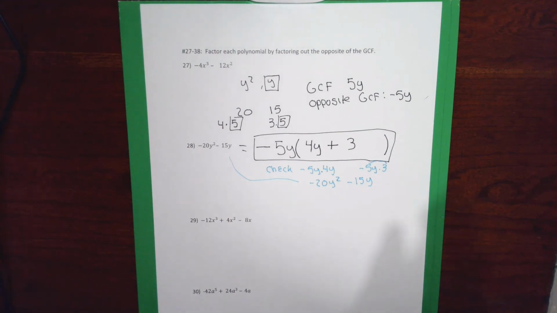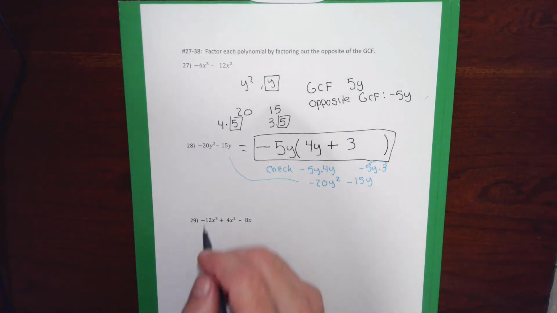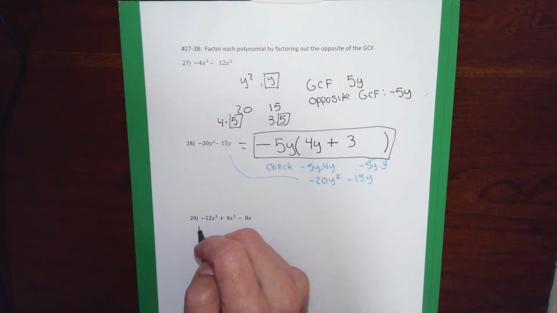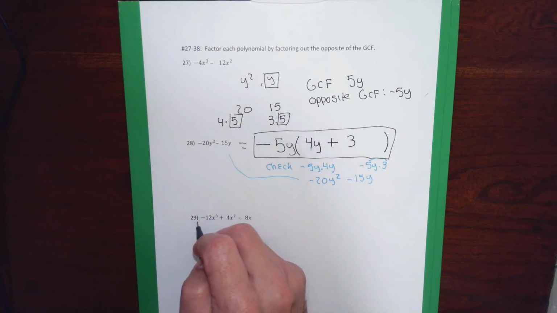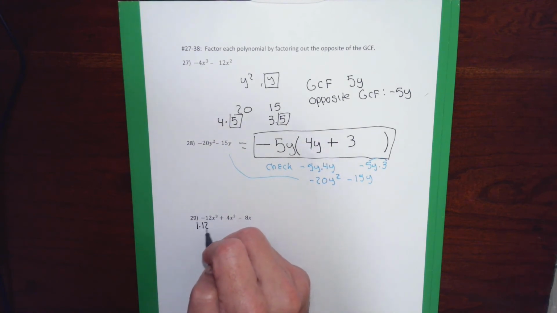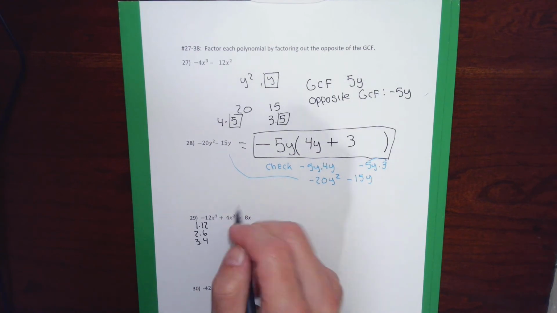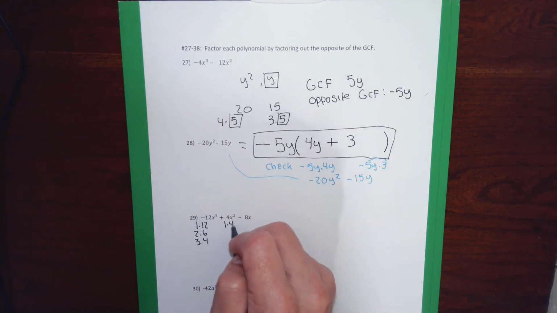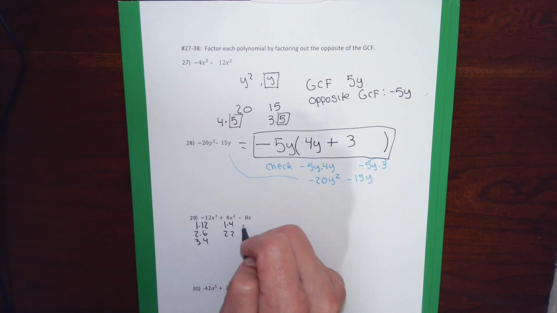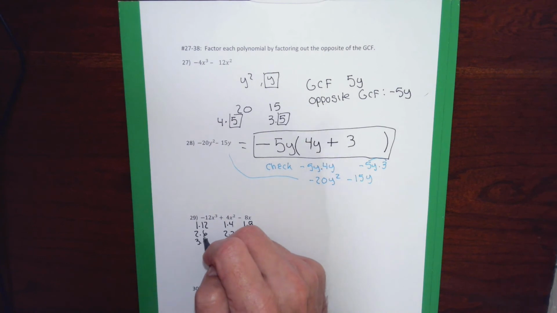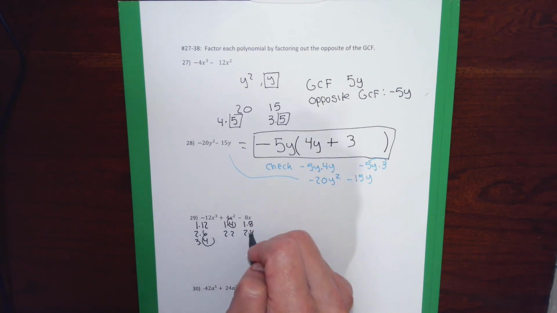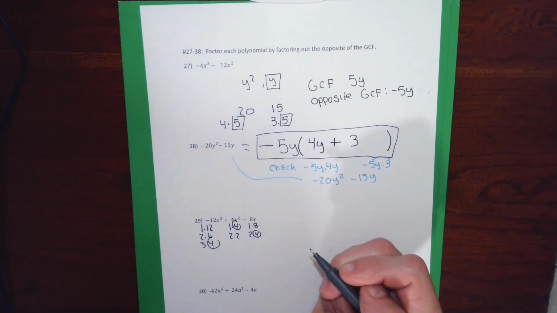Let's do 29 together just because my 30 is too low on my sheet. So first I'm going to find the greatest common factor. The factors of 12 are 1 and 12, 2 and 6, and 3 and 4. The factors of 4 are 1 and 4, and 2 and 2. The factors of 8 are 1 and 8, and 2 and 4. The numerical part of the greatest common factor is going to be 4.